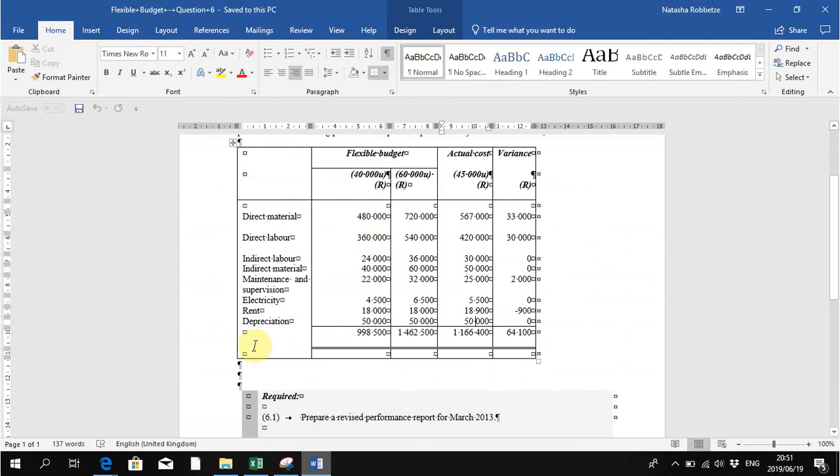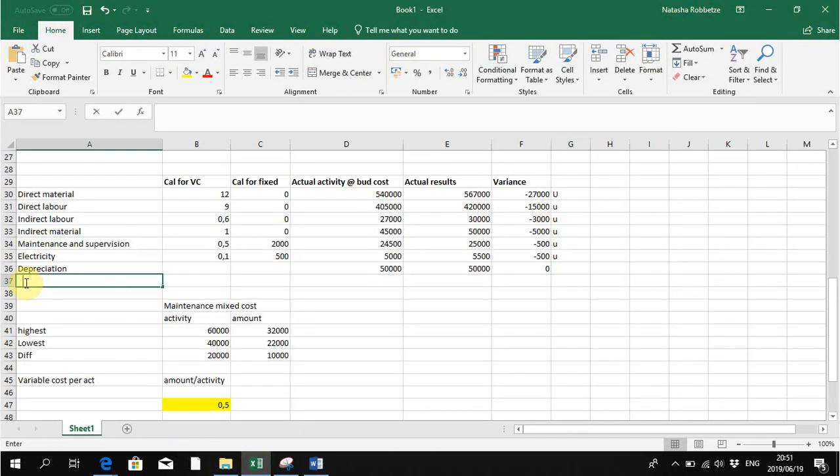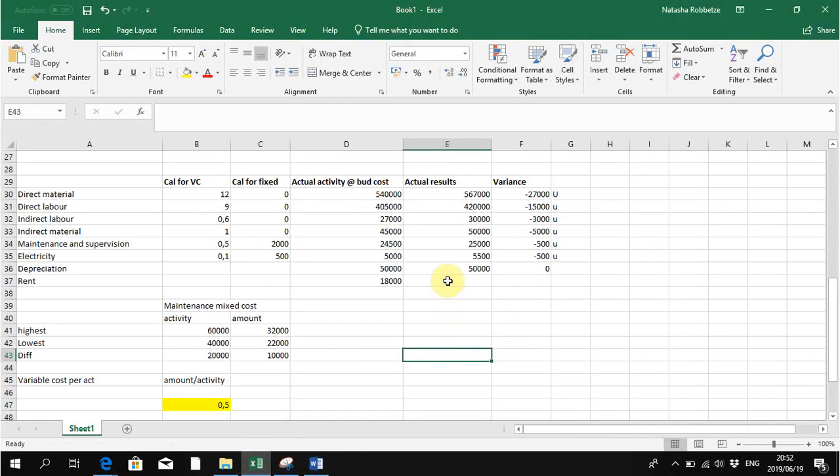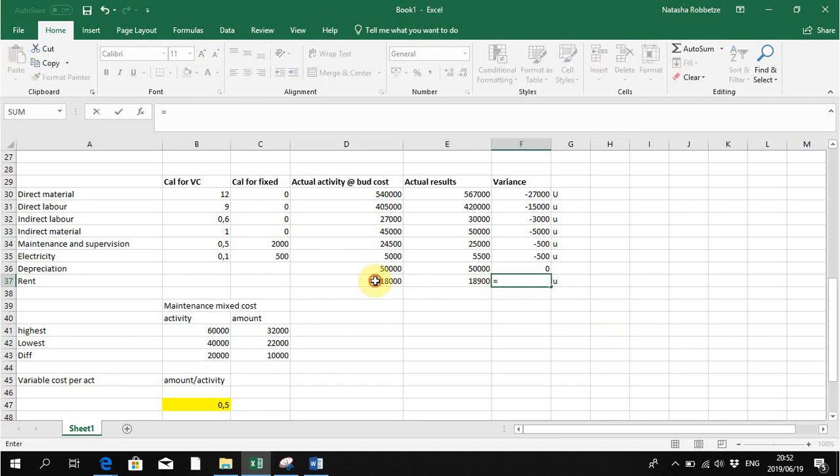And then the last one that I skipped was the rent. So for the rent, again, it's a fixed cost. So I'm going to say for rent at all budgeted levels, it's 18,000. And what did we actually spend? 18,900. And then I'm again going to say that this is unfavorable. I was allowed to spend 18,000 by the budget. I spent 18,900. So I overspent 900 Rand, which is unfavorable.